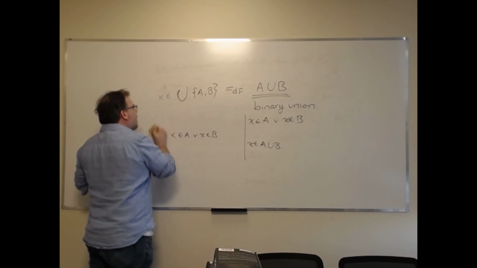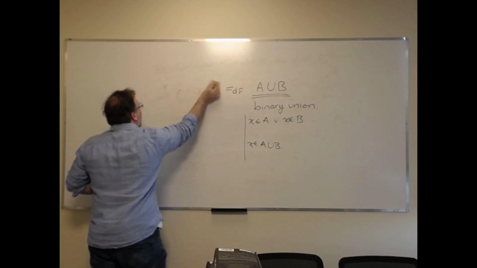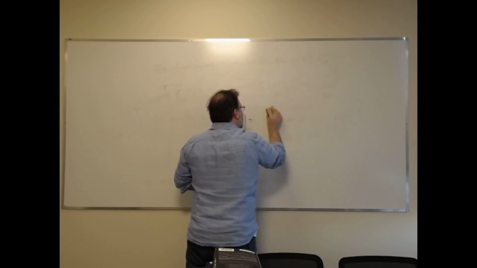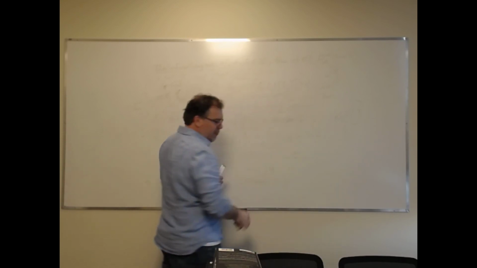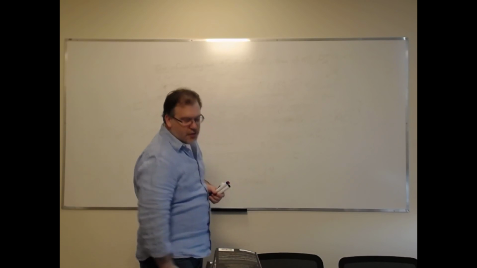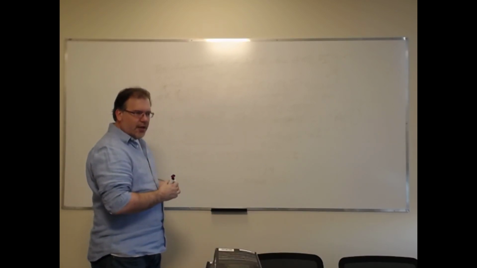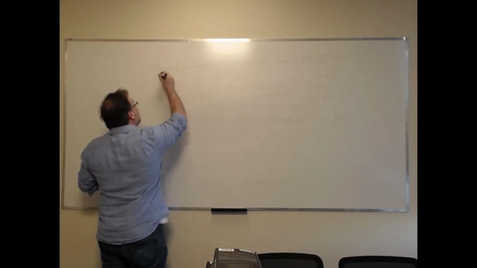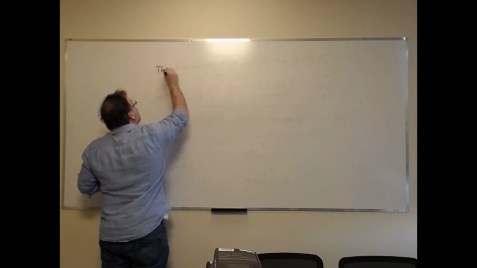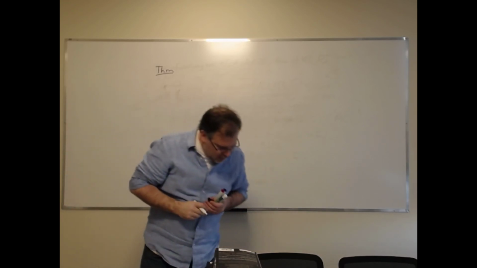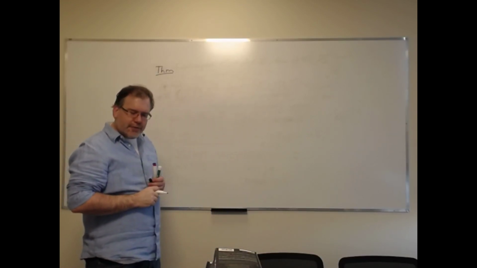So now that we have the definition for our union set, we can write explicitly some of the properties of this union set. So that's a theorem. I don't remember which number in the notes, but that's a list of five properties of unions.